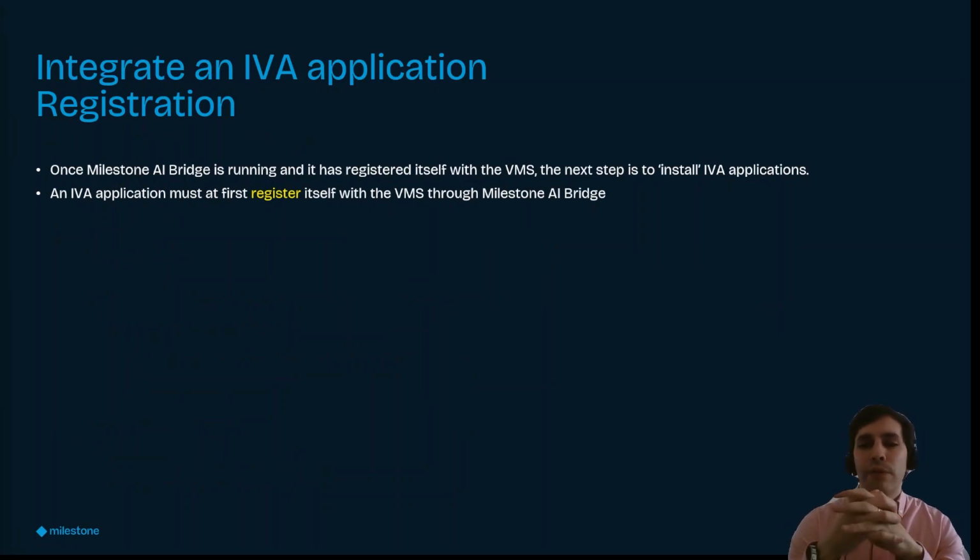So first of all, once the Milestone AI Bridge has been installed and it's registered on a VMS, then the next step is to install IVA applications. An IVA application must at first register itself with the VMS, and for that it must use Milestone AI Bridge.